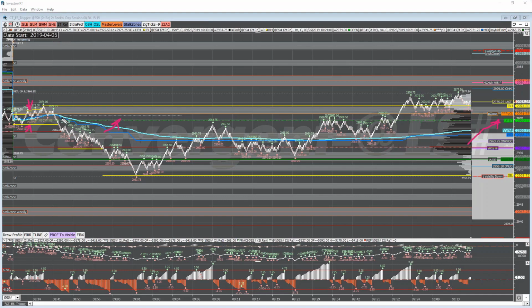What this means when there's an open auction is that it's likely that the participant that's trading today, the participant that's in control, is likely to be a short time frame trader.